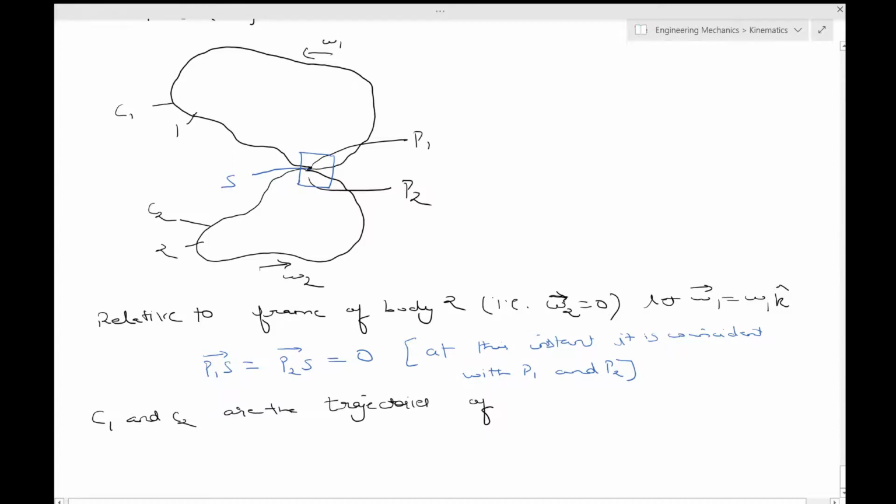I mean the coordinate is S, so that's not an issue. Trajectories of S relative to bodies 1 and 2 with path coordinates S1 and S2.